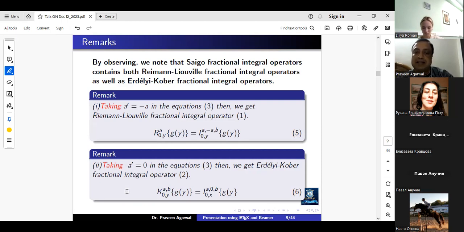So what do you mean by this comment? The meaning is that if we are giving specific values of the parameter, for example, if we are taking a dash equal to minus a in equation 3, then we get the Riemann-Liouville fractional integral operator. On the same time, if in equation 3 we put a dash equal to 0, we get the Erdélyi-Kober fractional integral operator. So it means that the Saigo fractional integral operator is a more generalized fractional integral operator in comparison to the Riemann-Liouville and Erdélyi-Kober.